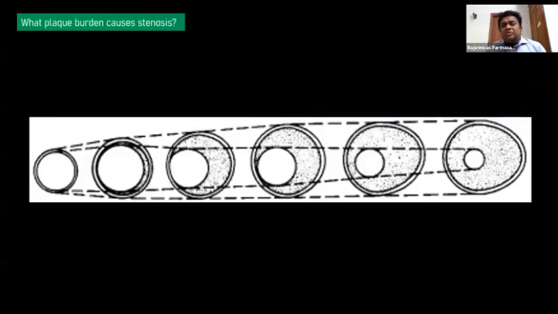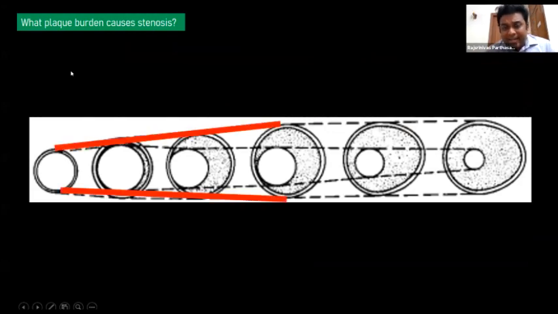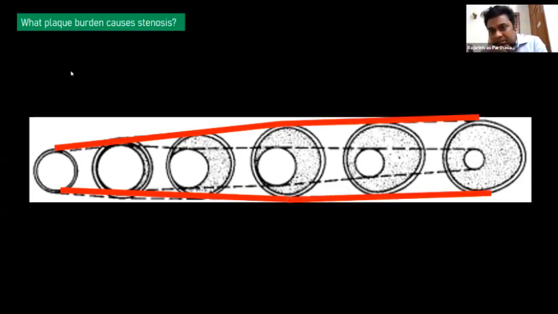Now, one has to ask, at what level of plaque burden does stenosis occur? So this is an interesting paper that was published in the coronary literature. Imagine the red line depicts the outer vessel area. When the plaque starts, the outer vessel area starts increasing up to a particular level of plaque burden, and then it remains constant. And then when it becomes negatively remodeled, it starts decreasing in size.